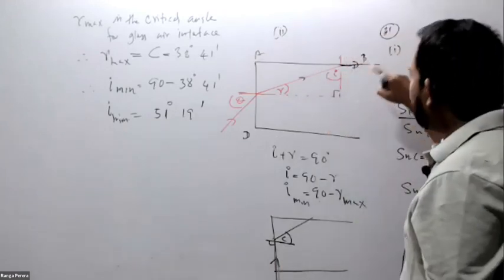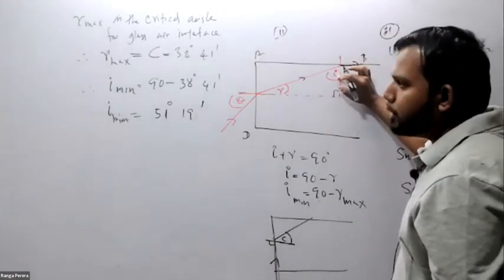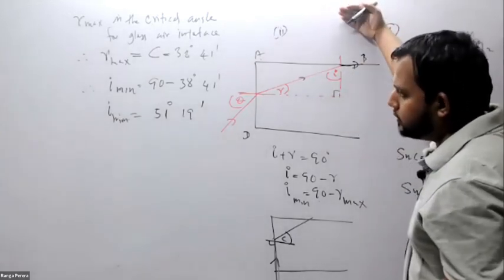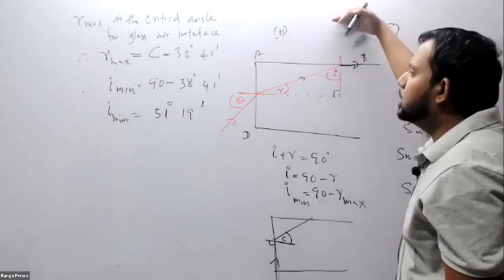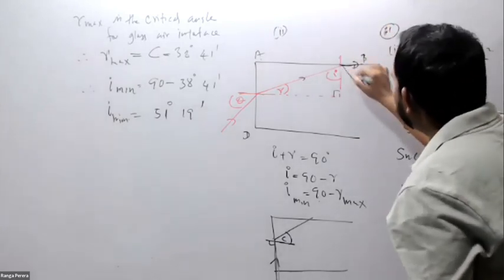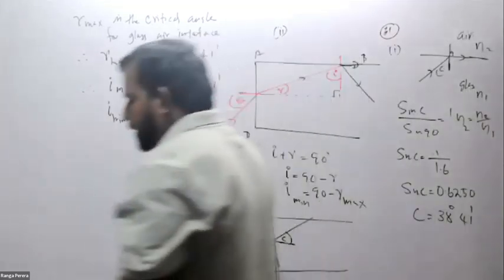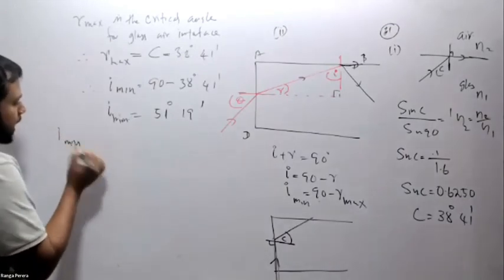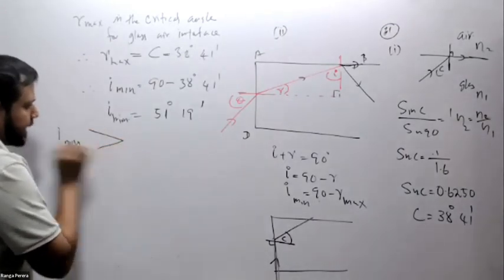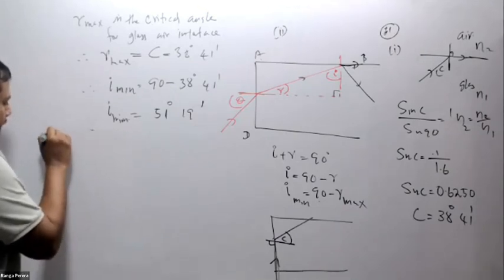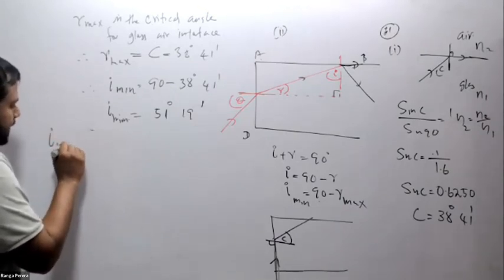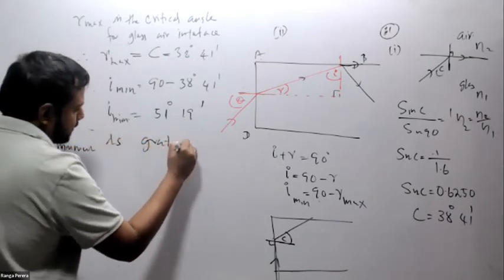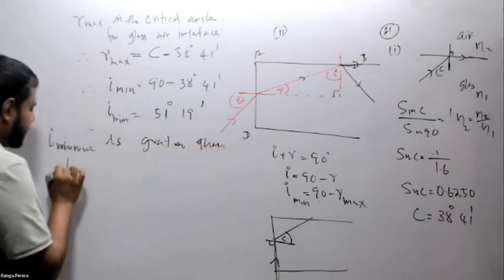That tells us even the minimum angle is more than the critical angle. So what will happen? It never comes to the air medium. It is always total internal reflection. You can say like this: even the minimum value, I minimum, is greater than the critical angle.